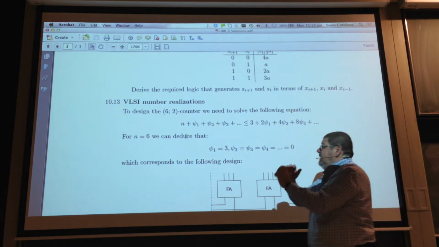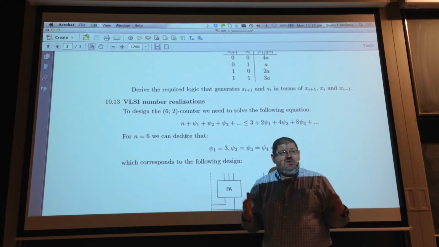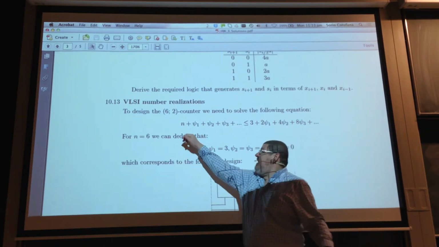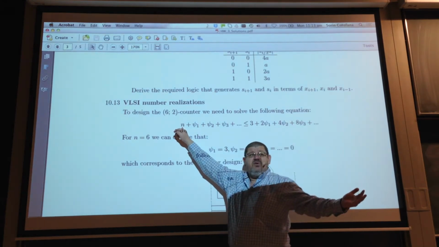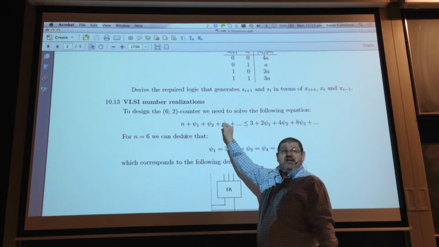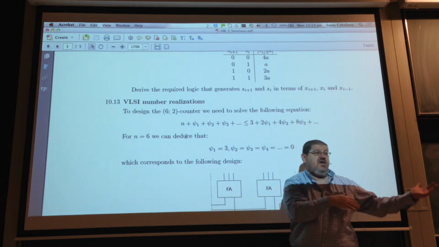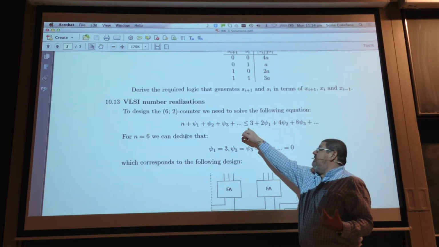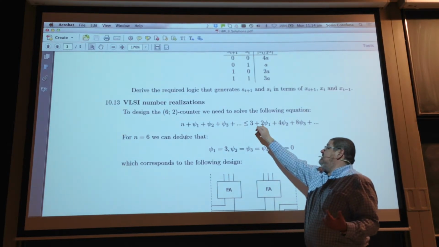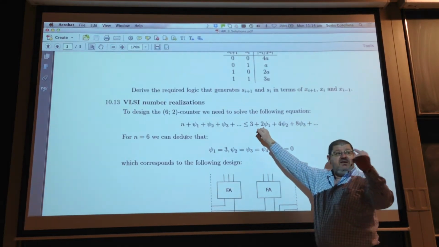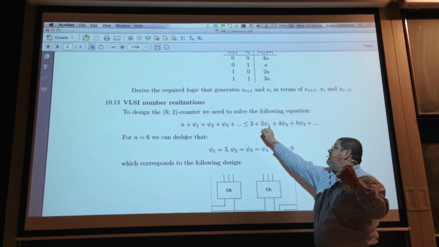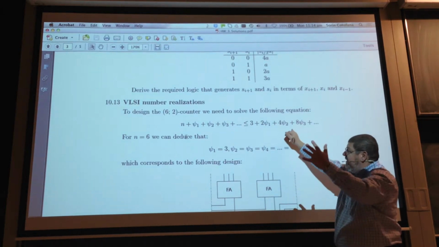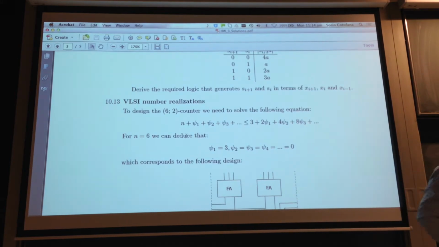Now, in order to have a good design, I have to determine the number of carries. Then, my current number of inputs plus all the carries that I'm getting, because I'm giving carries, but I get carries too, should be smaller or equal to 3 plus 2 times carry from my neighbor, 4 times carry to the next one, and 8 next one. And now I have to find some solutions for that.